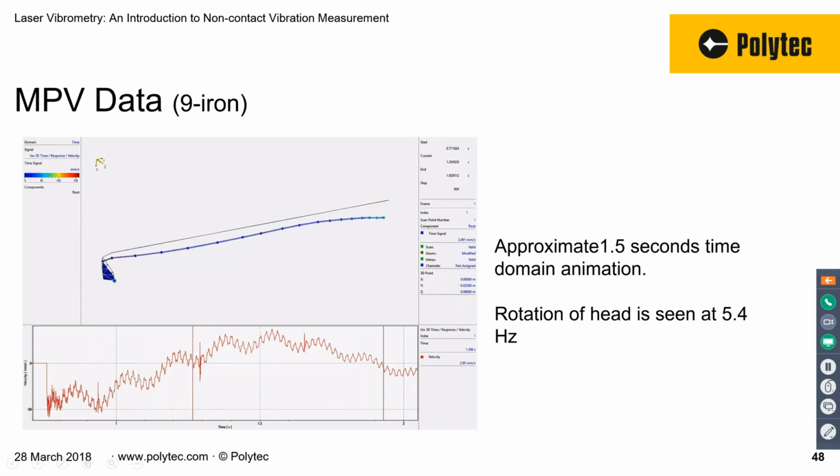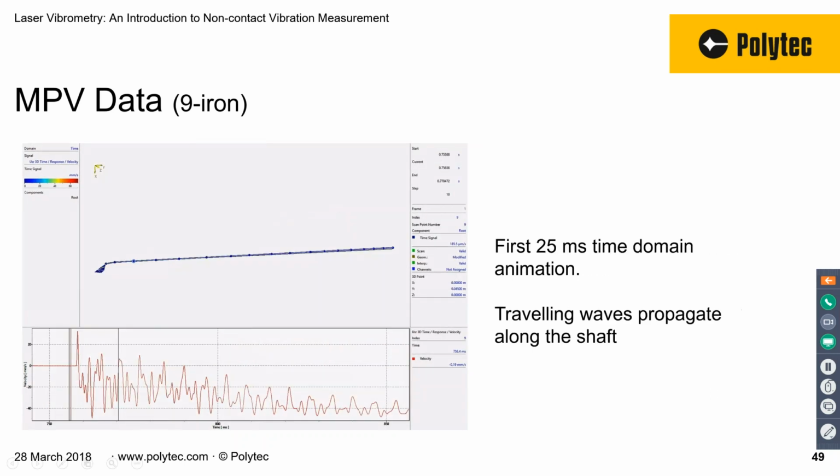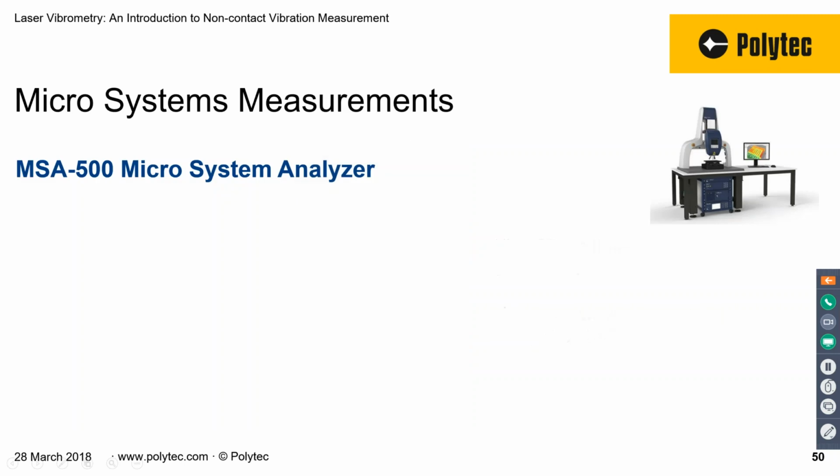And here's a time domain animation of the golf club. The first 1.5 seconds worth of response, showing rotation of the head at 5.4 hertz. And here is the same 9-iron, but just the first 25 milliseconds. So you can see the wave propagating from one end, there goes and bounces back, and then back and back as the vibration proceeds. So very interesting to study how the vibration gets into the hand, maybe changes the feel of the golf club.